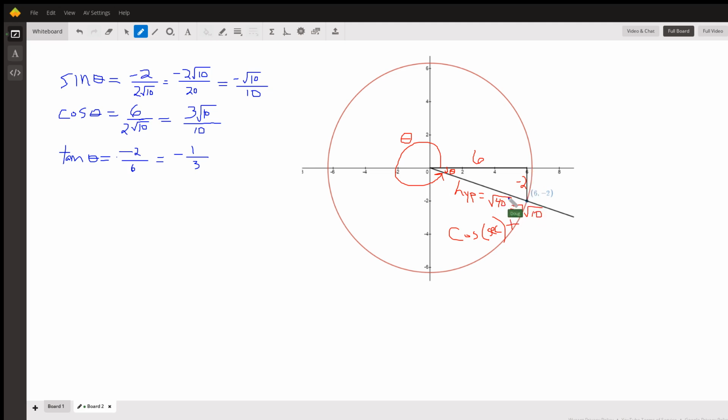I figured out the hypotenuse using the Pythagorean theorem, which is that the hypotenuse squared, or h, equals the square root of 6 squared is 36, negative 2 squared is 4, square root of 40, which is 2 radical 10.